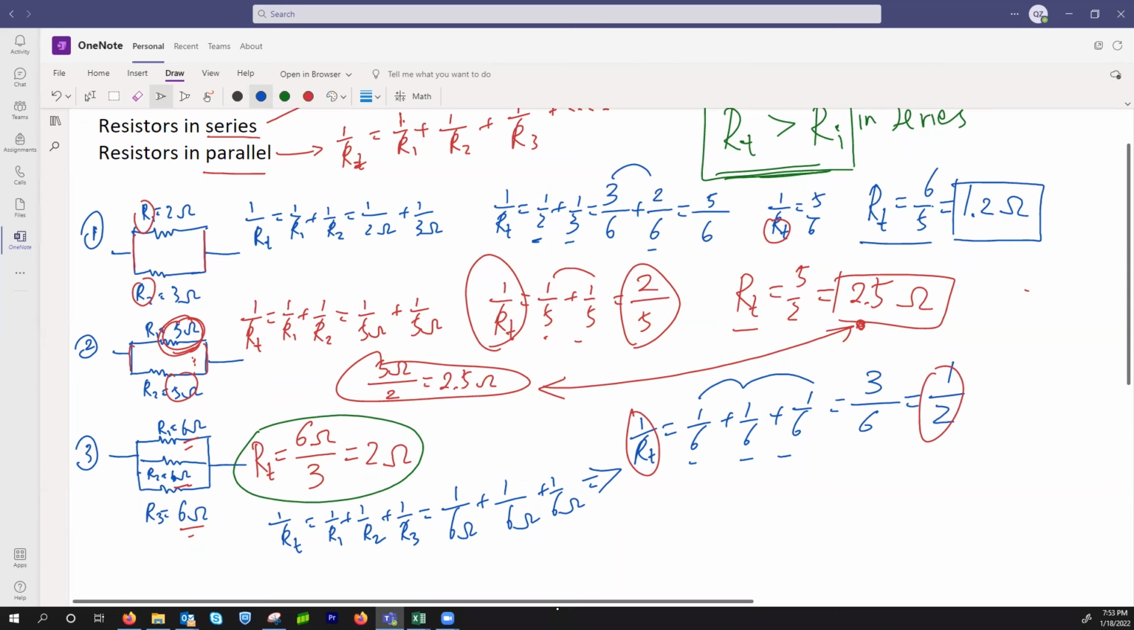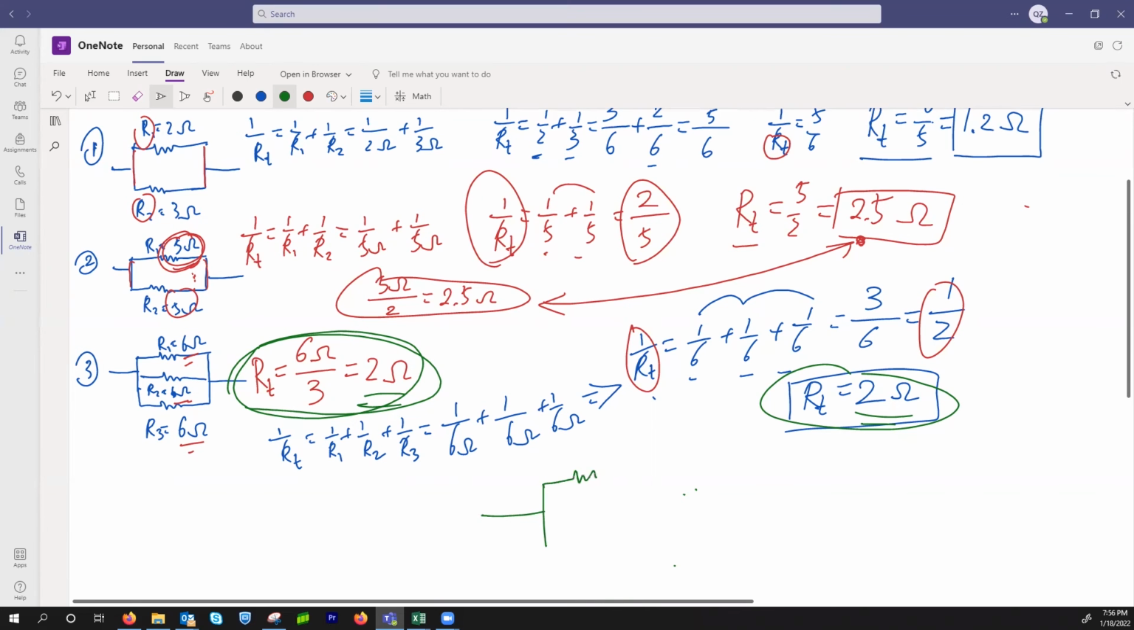So the left side flipped over equals RT. The right side flipped over equals 2. And don't forget the units. So the final answer is going to be 2 ohm. Now let's compare this 2 ohm with the initial assumption we made based on the pattern. They actually match with each other. It's telling us that if we have multiple resistors connected in parallel, and all the resistors are identical in value, then the total value is going to be the value of the individual resistor divided by the number of resistors you have in the connection.